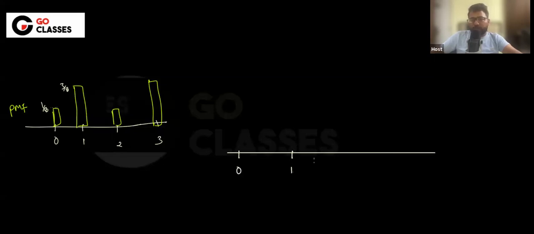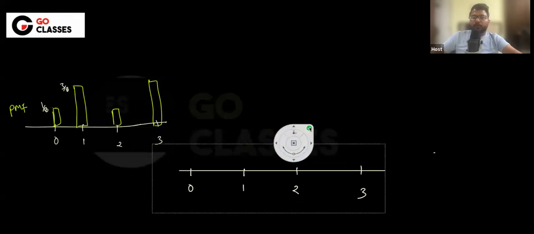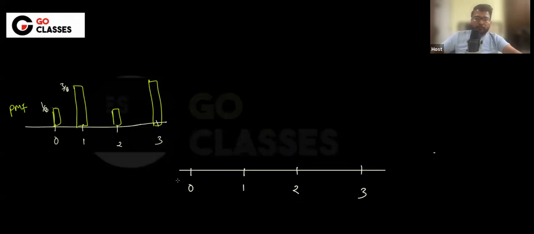Zero, 1, 2, 3. Okay. So let's just see this. What is happening here? Before 0, it is 0. At 0, there is a sudden jump, right? Sudden jump of how much? 1 by 8. So it is suddenly jumping to 1 by 8. This is 1 by 8. It will be 1 by 8 only till 1.